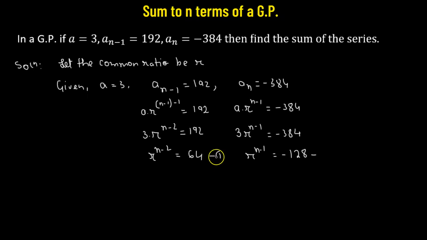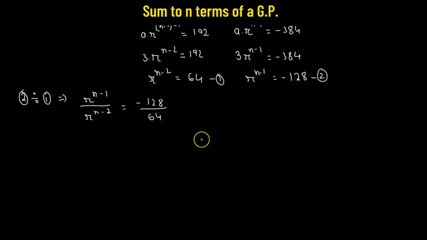Let's label this as equation number 1, and the other one as equation number 2. Now we'll divide equation number 2 by equation number 1. So we have r raised to the power of n minus 1 divided by r raised to the power of n minus 2, equal to negative 128 divided by 64. Let's simplify it. We get r raised to the power of n minus 1 minus n plus 2 equals negative 2, since 64 times 2 is 128. So n goes away, negative 1 plus 2 is positive 1, and r is negative 2. So this is our common ratio.